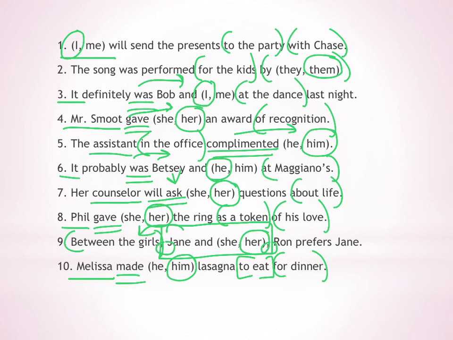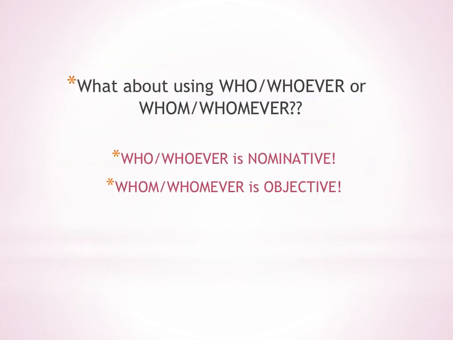There will be no exceptions to this rule. Always follow the guidelines and you will be successful. Now notice we did not do any sentences on who or whoever, whom or whomever. So I will go through that now. Remember that who, whoever is nominative and whom, whomever is objective.